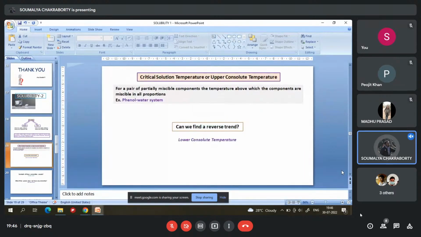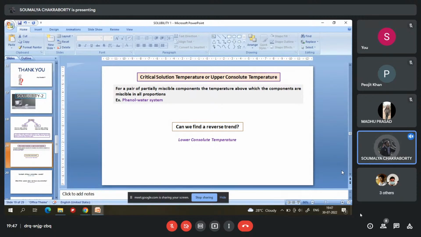So now the question is, just go through the definition. For a pair of partially miscible components, the temperature above which the components are miscible in all the proportions is called upper consolute temperature. For example, the phenol water system shows a critical solution temperature, which is basically the higher critical solution temperature or upper consolute temperature.